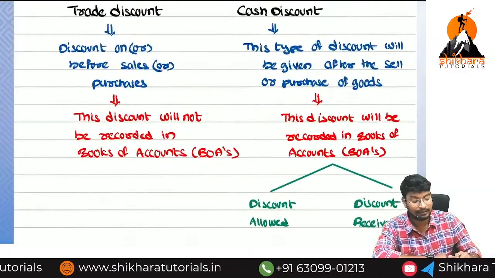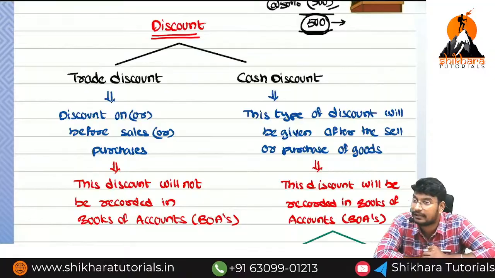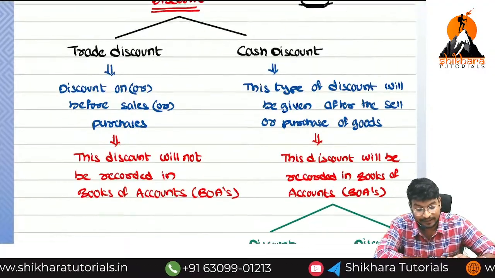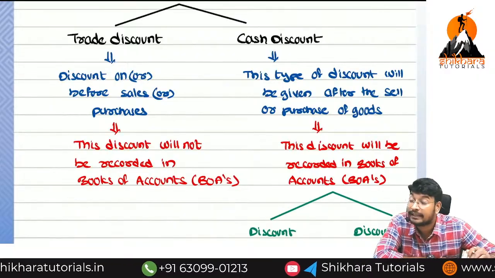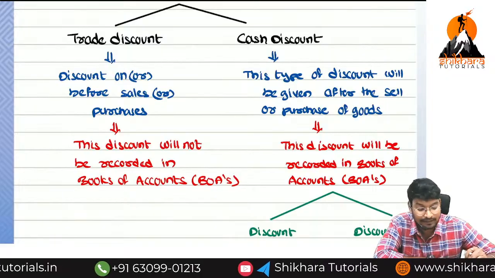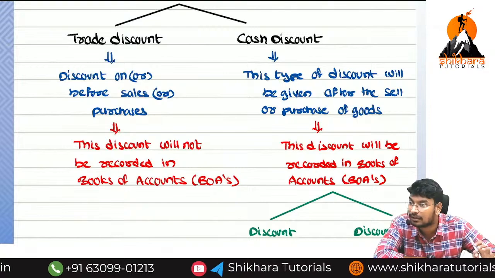So till now, what is the meaning of discount? Basically, discount means reduction in value of selling price or purchase price. So how many types of discounts are there? Two types. Trade discount means on or before purchase or sale of goods. What is the meaning of cash discount? After the sale of goods or purchase of goods.